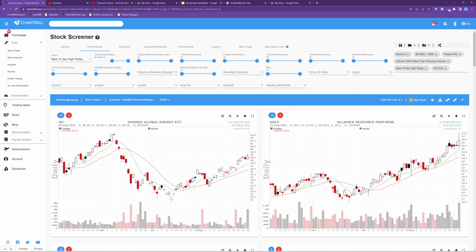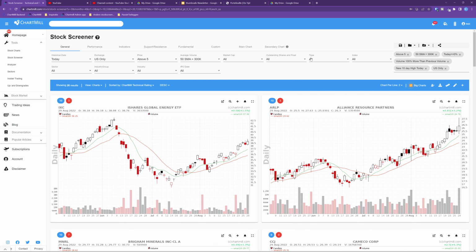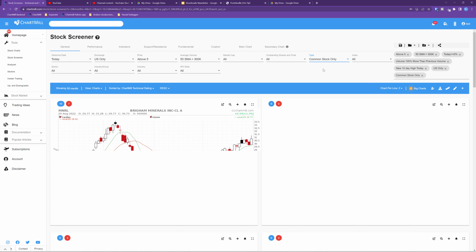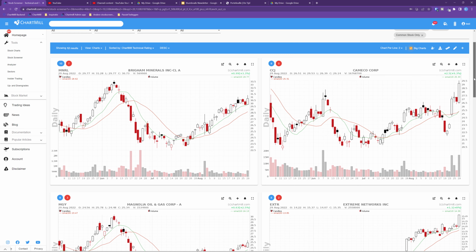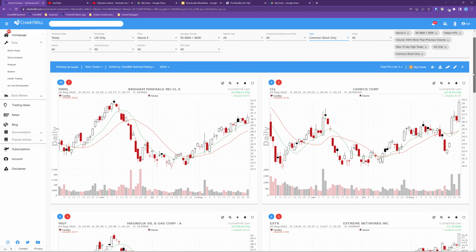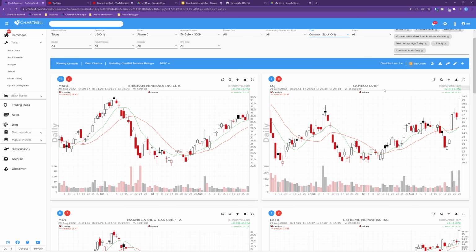So if you want to exclude ETFs and you only want common stocks, that's fairly simple to do. Go to the General tab, select Type, Common Stock Only, and now you will see only the normal stocks, 12 results. So Cameco Corporation, nice breakout, adding it to the breakout watch list.